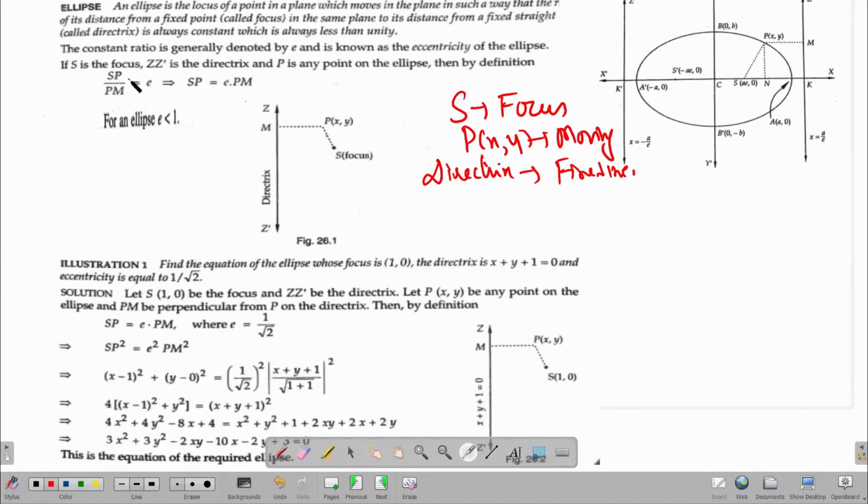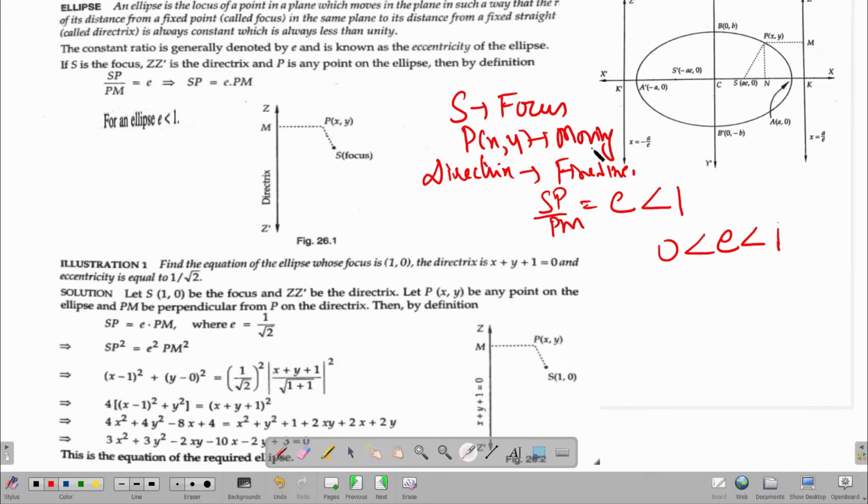So SP upon PM: the point is moving in such a way that the ratio of its distance from the focus to its distance from the directrix is always constant, and that constant is always less than 1. This constant is known as eccentricity, and the eccentricity of an ellipse is always between 0 and 1. So SP upon PM is always constant.